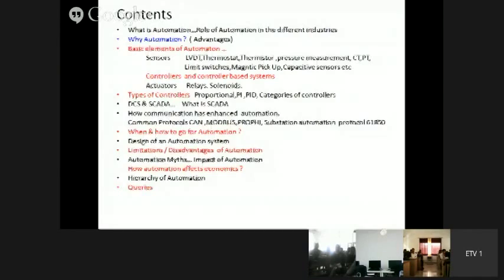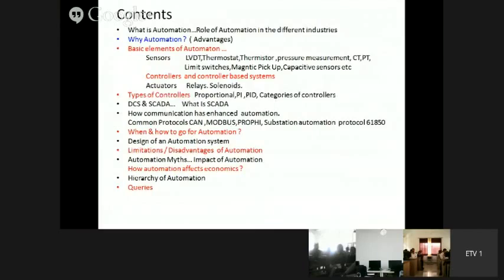DCS and SCADA are very, very important. Both are very much used in the industry, especially in the power industry, in the manufacturing industry, in your assemblies, all kinds of industries. So what is SCADA? We'll see it elaborately. How communication has enhanced automation. Communication has played a very significant role in the field of automation, which we'll see. Then common protocols: CAN, Modbus, Profi, substation automation protocols like 61850, etc. These are the common protocols which we'll talk about.